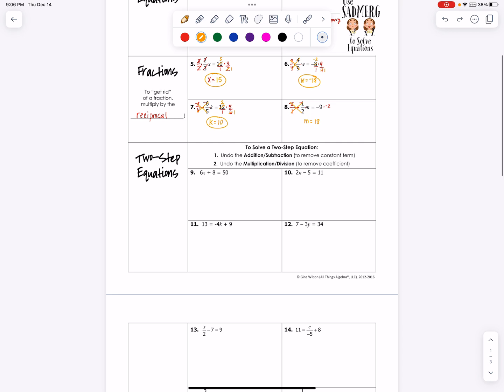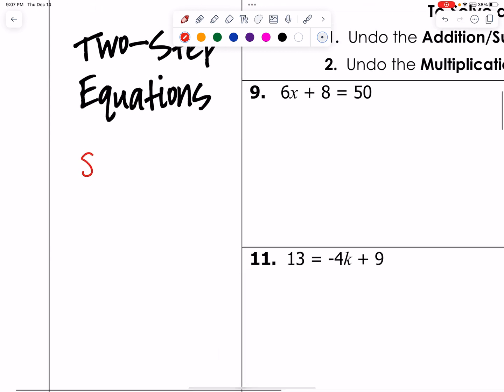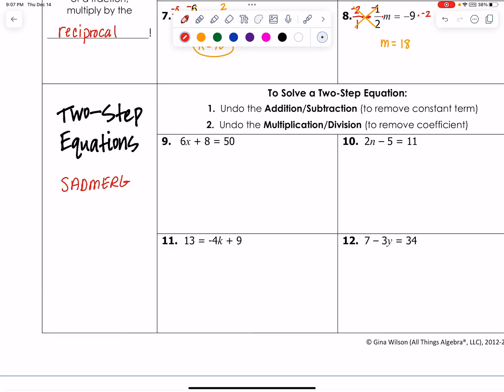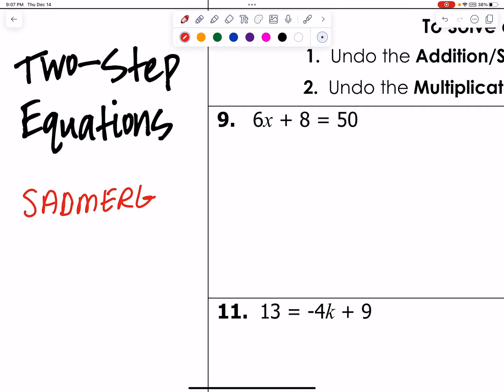All right, so let's go ahead and get some more practice with this, so you can get really, really good. Remember, this is the same process, but you're really going to have to work through SAD MERG. Okay, so opposite order of operations. Let's take a look at this. You're going to go from the very simple, the easiest thing, to the more complex, like exponents and grouping. So we start off with subtraction or addition.